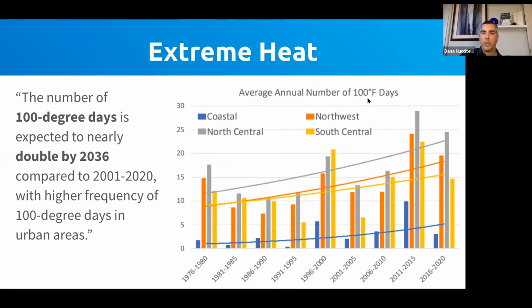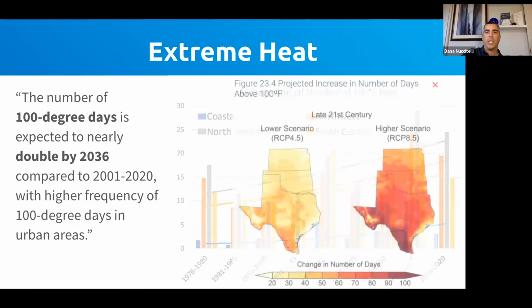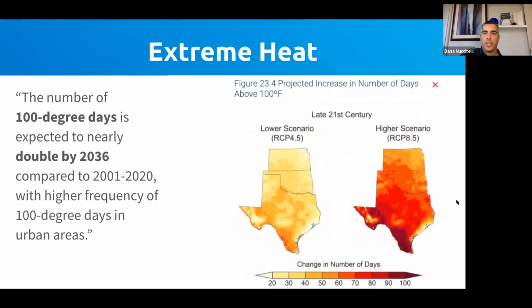This is looking at the number of days above 100 degrees in various parts of Texas. You can see the further you get from the coast, the hotter it is. And in every region, the number of 100-degree days has already been increasing. It's expected to nearly double by 2036 compared to the last decade or two, with more and more of these 100-degree plus days, especially in urban areas where there's a lot of concrete and cement and buildings that hold in heat.